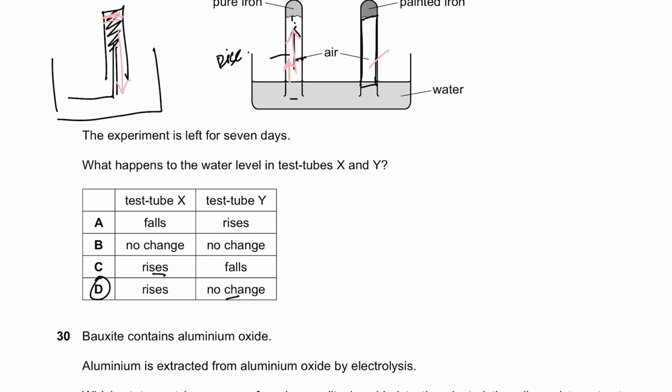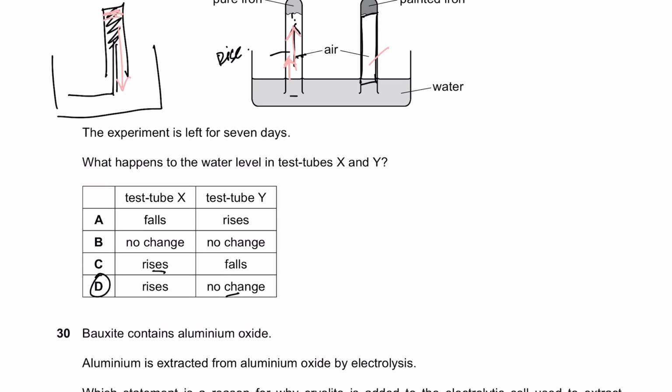That's why D is the right answer, because Y would not rust, right? Because you've painted iron, you've protected it from rusting. For rusting, you need air as well as water, yeah?